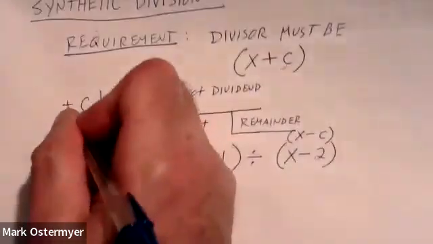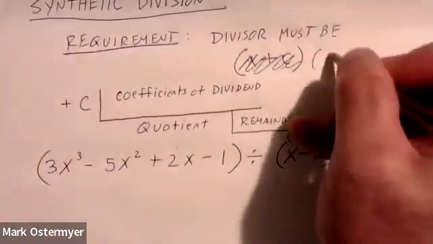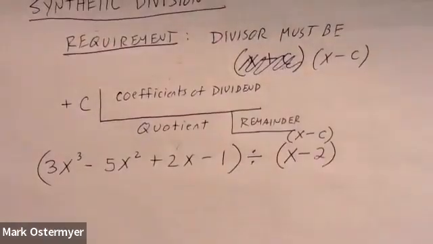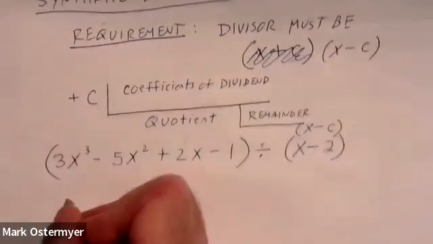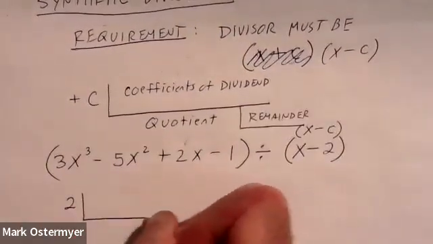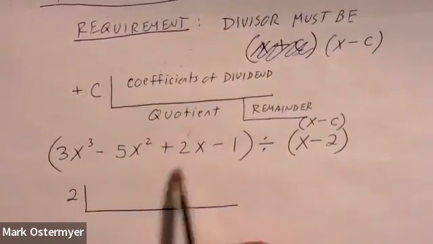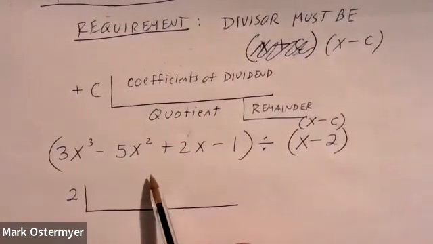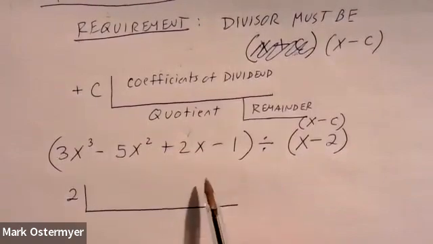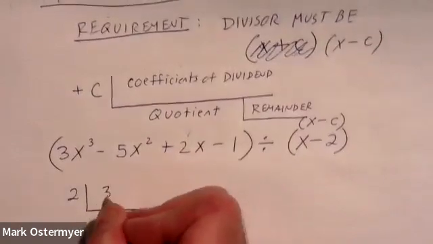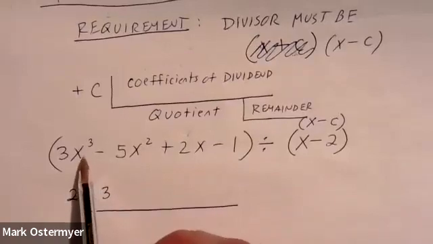Right? But we divide a +c in when our divisor is of the form x minus c. Okay. So I'm going to divide a +2 synthetically into the coefficients of this dividend. When you do synthetic division, you don't see any variables. All you see are numbers. Gone are the variables. Notice I have all my powers of x, though.